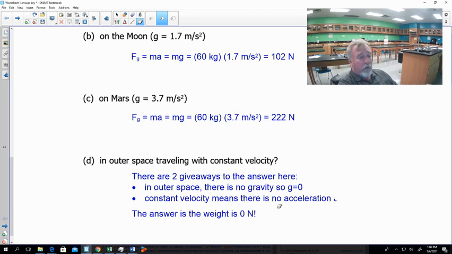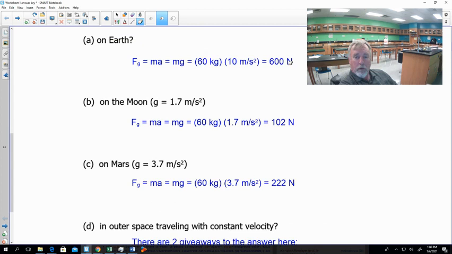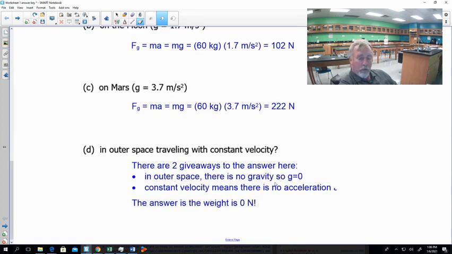Now notice mass, you always have mass. The astronaut always had a mass of 60 kilograms. But when we talk about weight, that's the force related to gravity, and we have to multiply the mass by the gravitational acceleration at those locations. And we see that on Earth, 600 newtons, the moon about a sixth of that, Mars about a third of that. Right, and then we can go down here. If you're in outer space, there's no gravity, so you have weightlessness. Your mass, or I'm sorry, your weight would be 0.